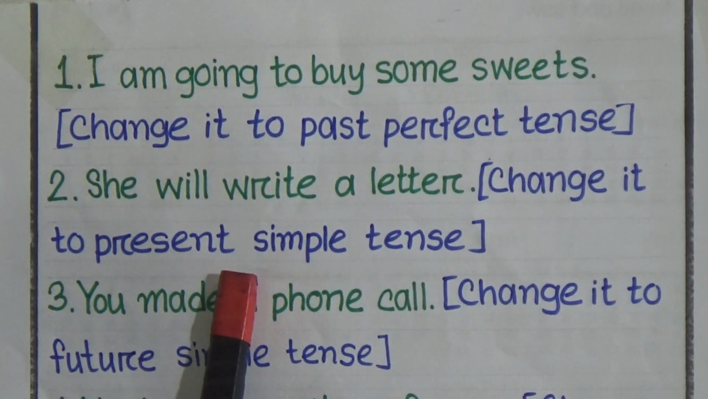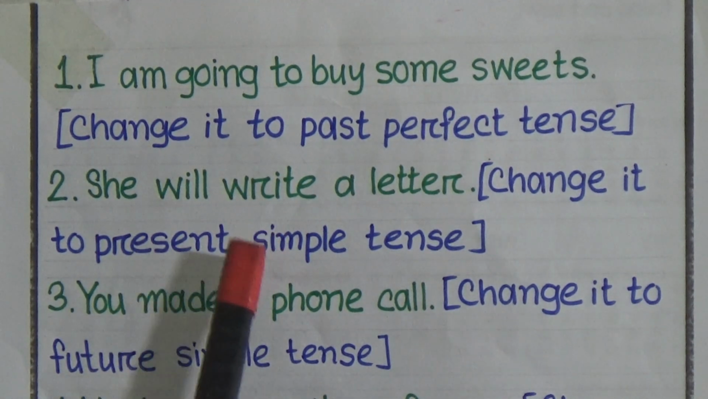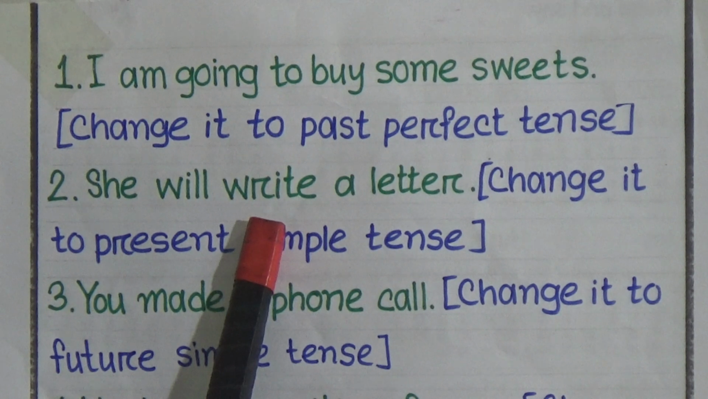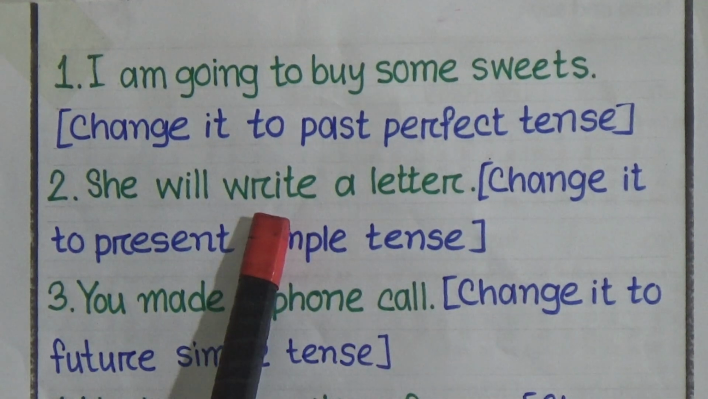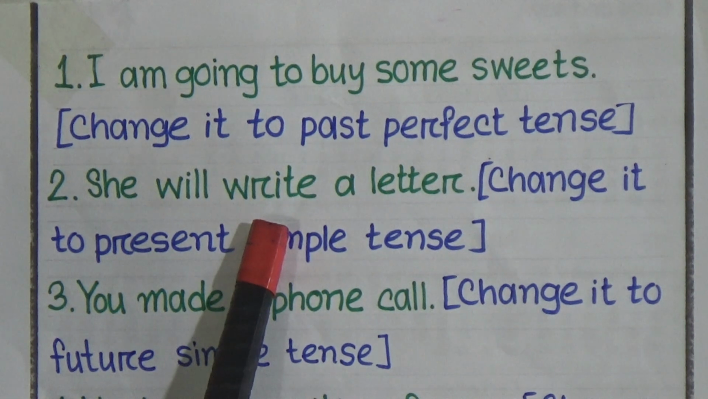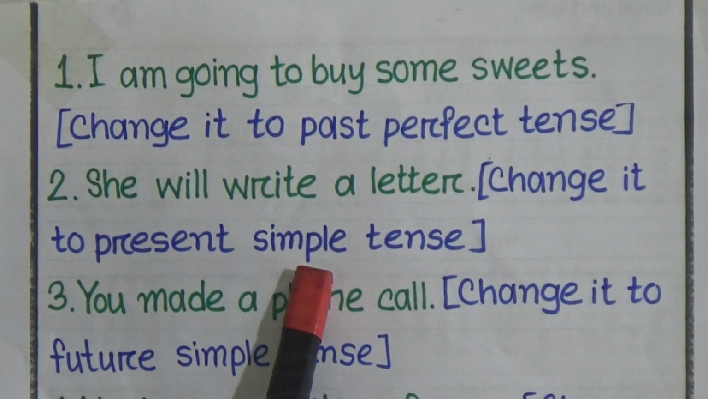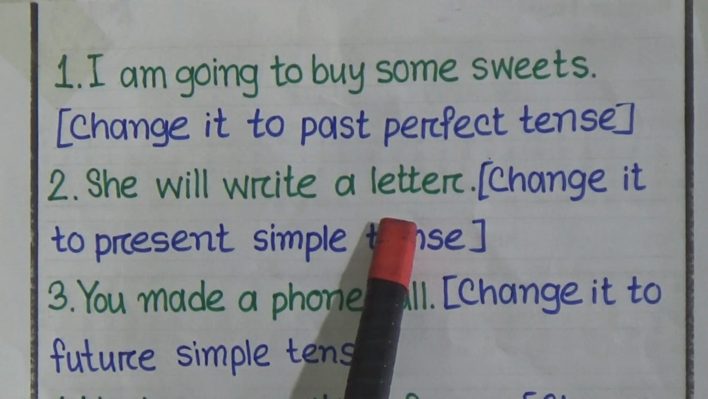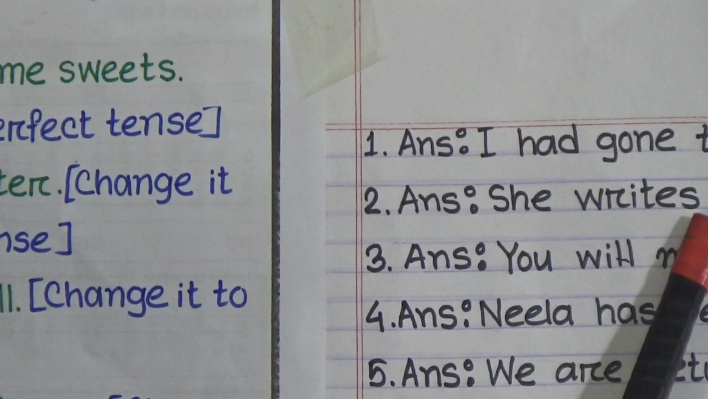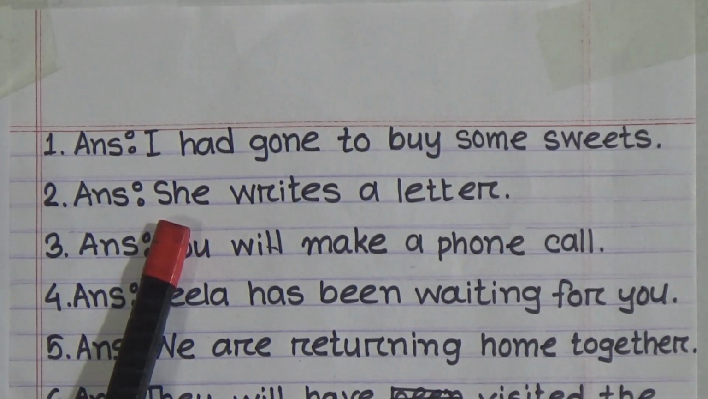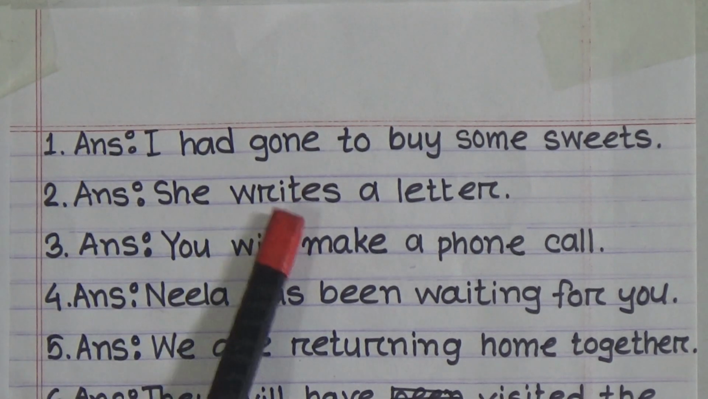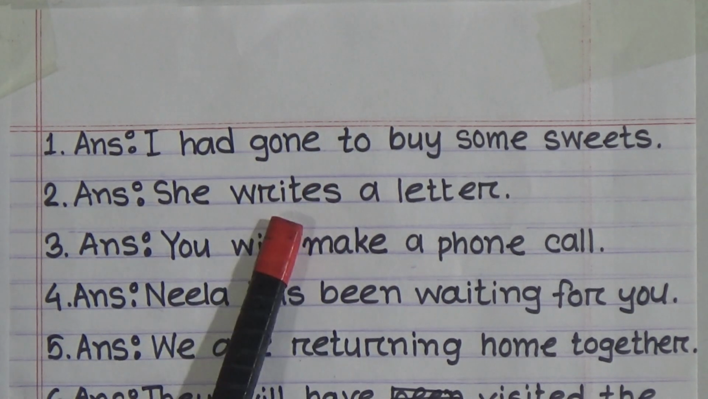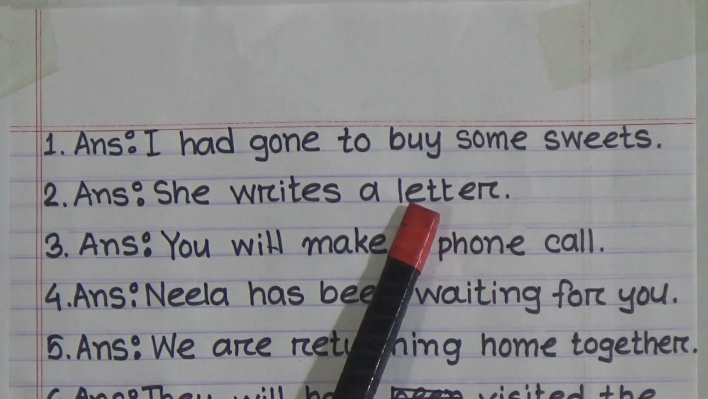But we have to keep in mind that if the subject is third person singular number, we have to add s or es with the verb. And if the subject is plural, we don't have to add anything with the verb while it is the time of simple present tense. So our sentence is she will write a letter. If we change it, we will find she writes a letter. Look, here she is third person singular number and as we have to change it to simple present tense, we have to add s with the verb. Write will be writes. She writes a letter.